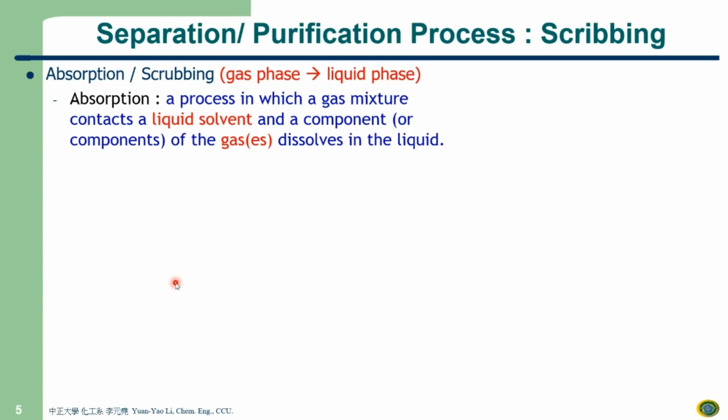Ladies and gentlemen, absorption in Chinese is 吸收. What is absorption? The process in which a gas mixture contacts a liquid solvent, and a component or components of the gas dissolve in the liquid. Now if you go to a night market and pass a vendor selling barbecue, they always have a machine which sucks all the smoke away and puts it into a tank, and what comes out has no smoke.